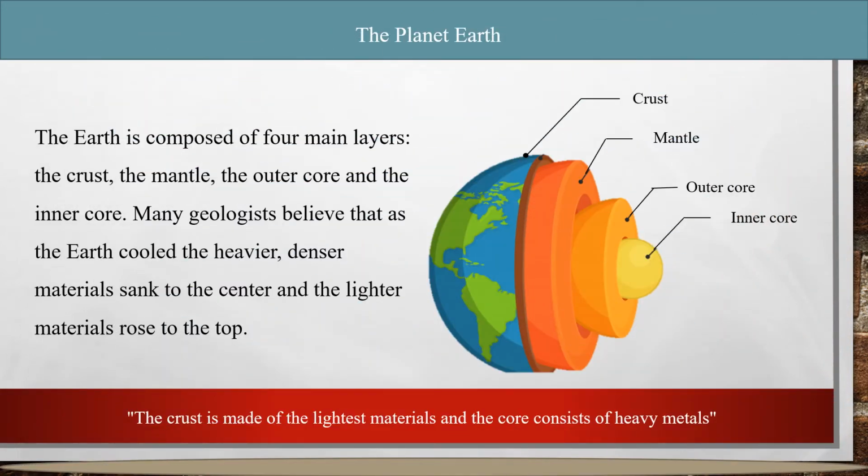The Earth is made up of 4 different layers: the crust, the mantle, the outer core, and the inner core. Many geologists believe that as the Earth cooled, the heavier, denser materials sank to the center and lighter materials rose to the top. Because of this, the crust is made of the lightest materials, rock, basalts, and granites, and the core consists of heavy metals, nickel and iron.